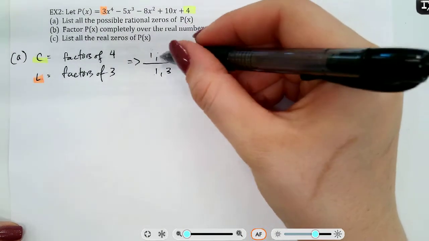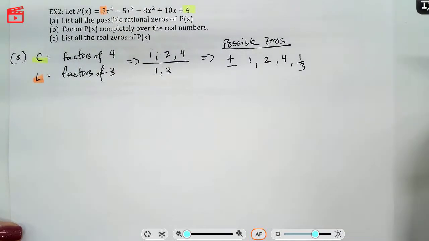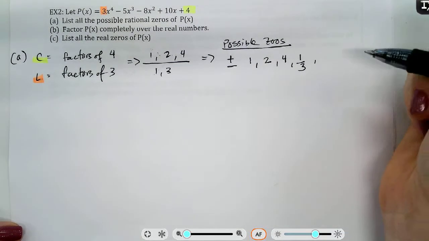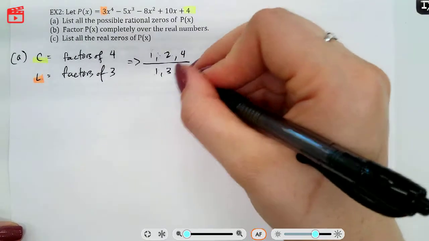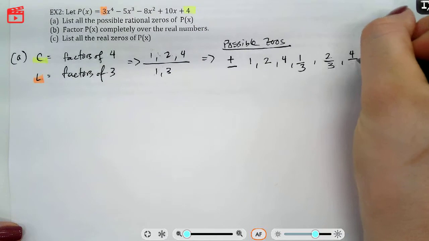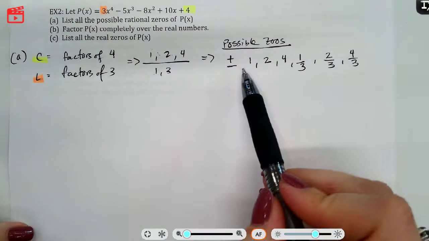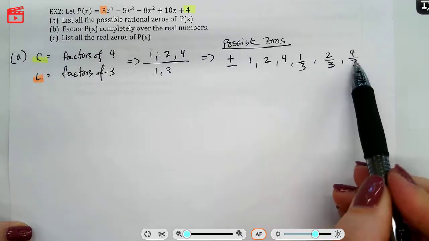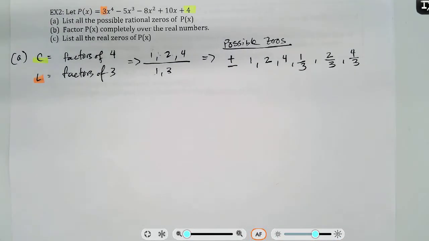We have the option of 1 over 3. Well, we don't have that now, so we're going to add that one in. 1 over 3 is a possible 0. And then 2 over 3. And lastly, 4 over 3 is a possible 0. All right, so here we go. We have our possible zeros, and in reality, there are 12 because we take the positive options and the negative options. That is a lot of possible zeros to test.